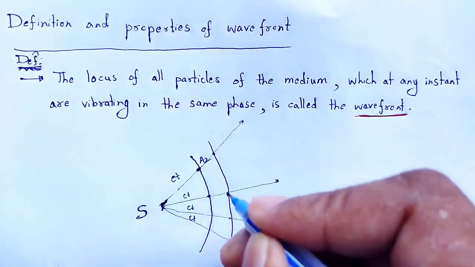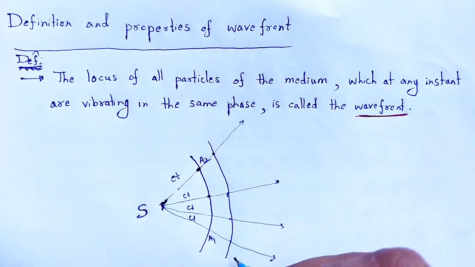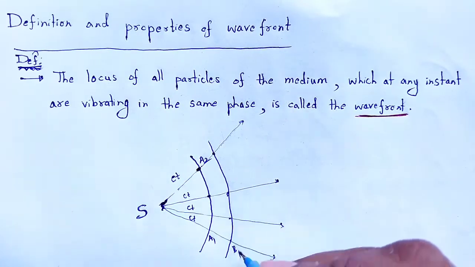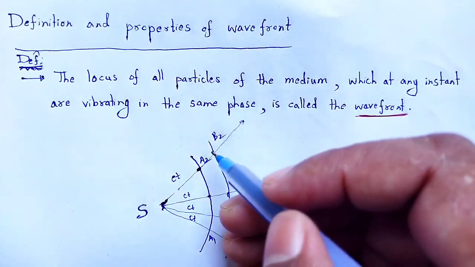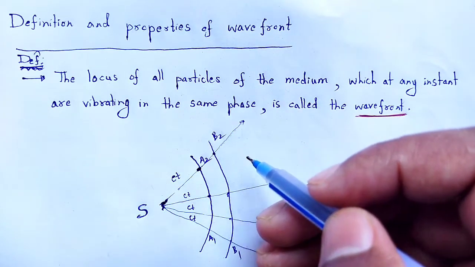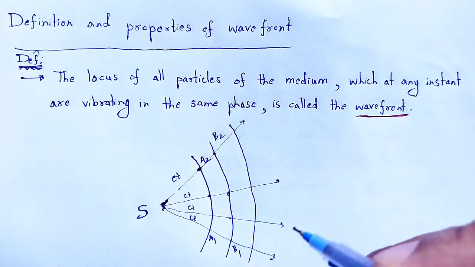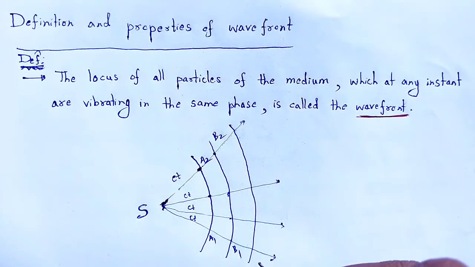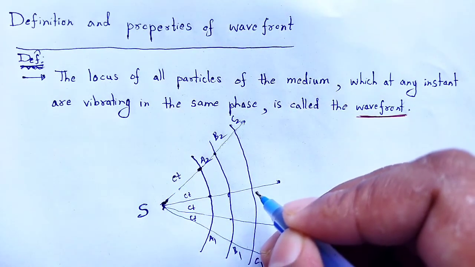Let A1, A2, B1, B2. Again after some time the locus of all points vibrating in the same phase be considered as C1, C2.